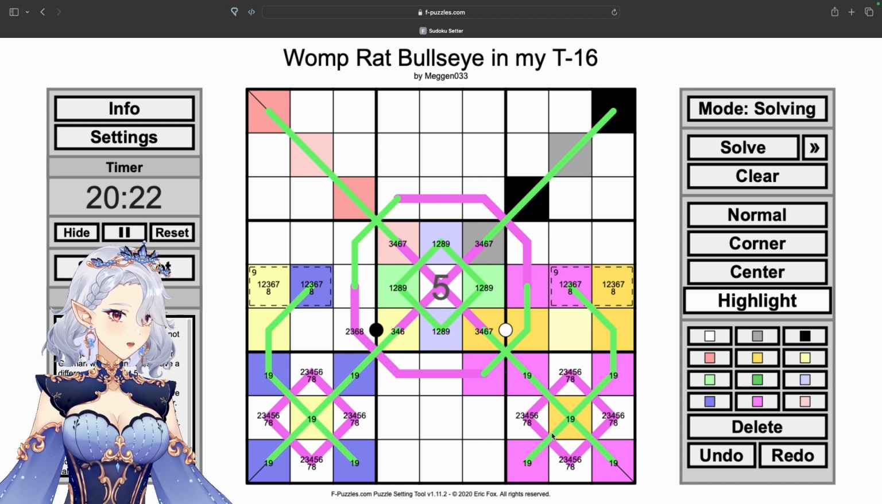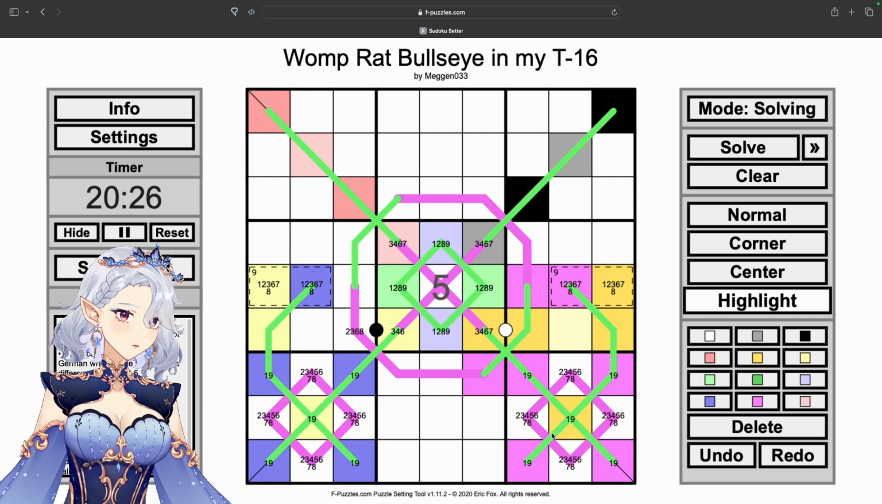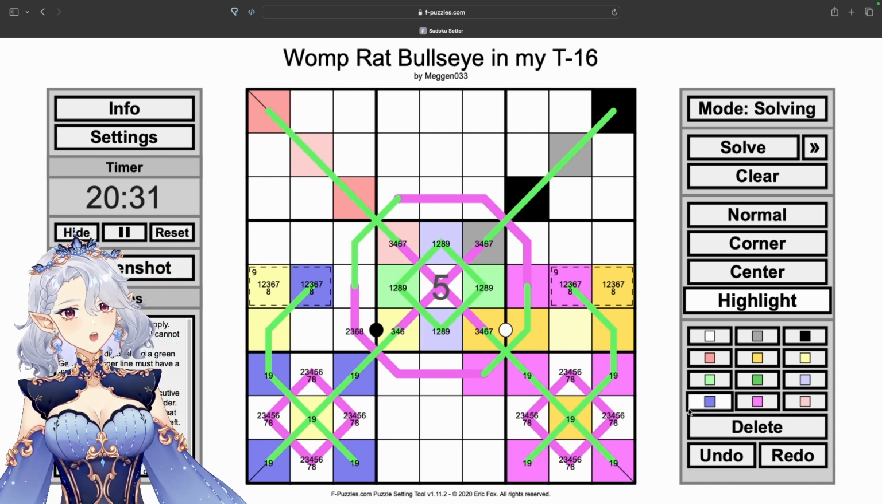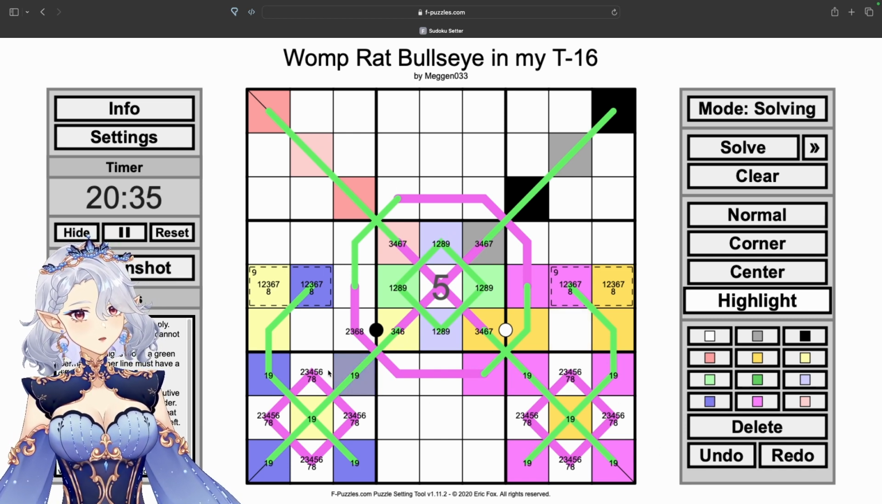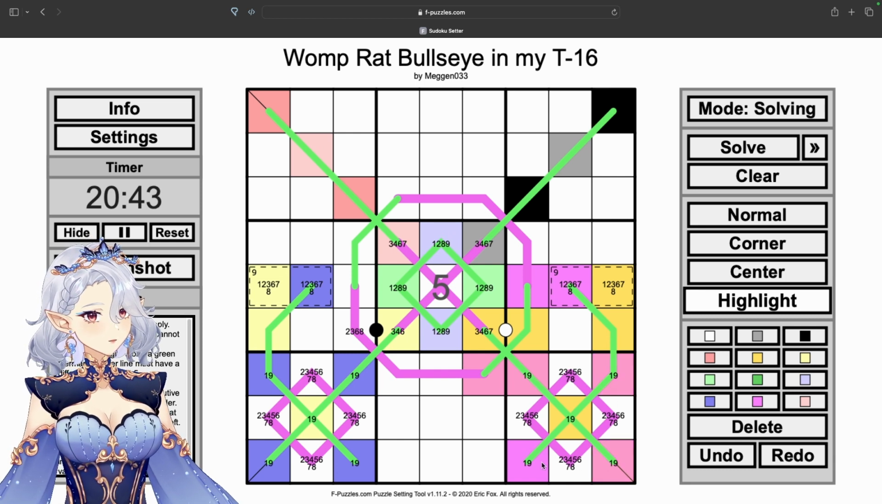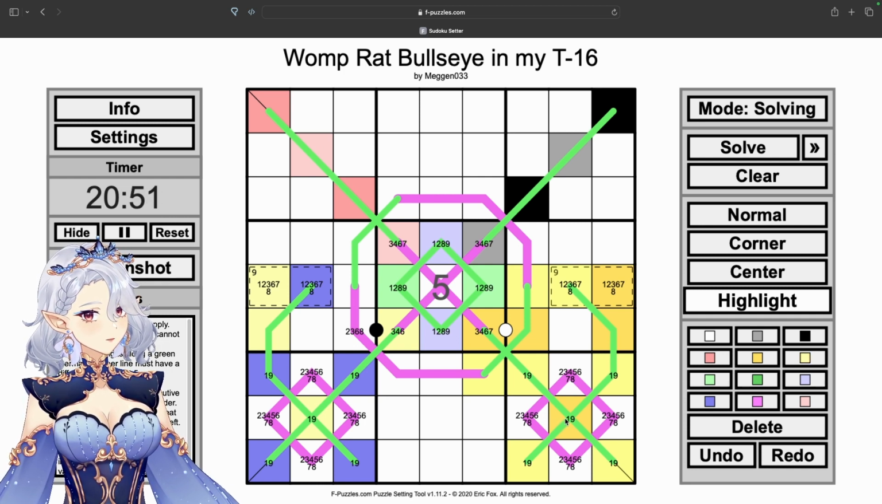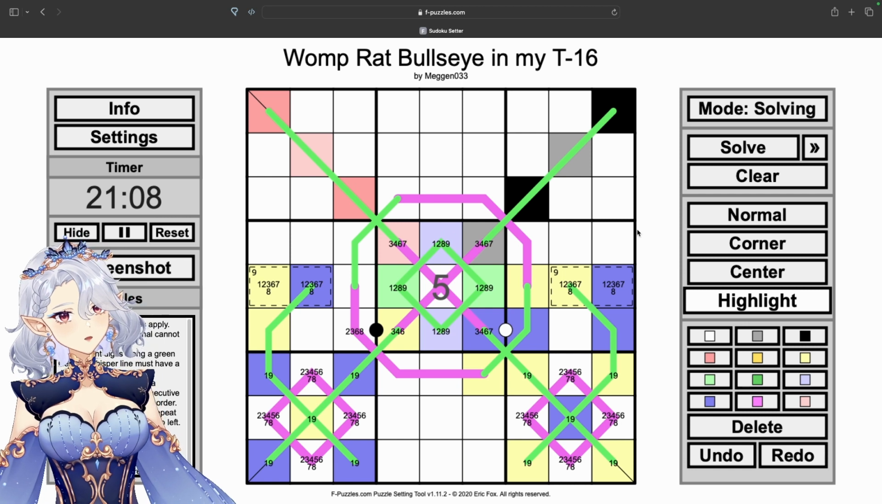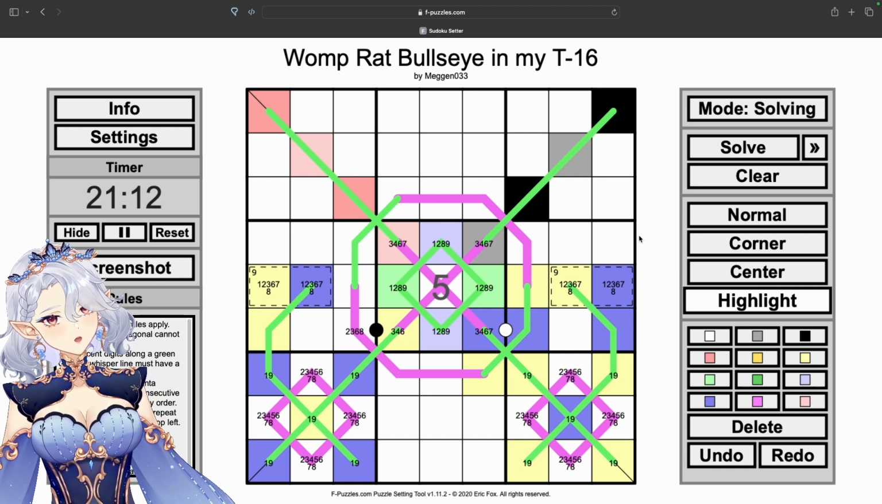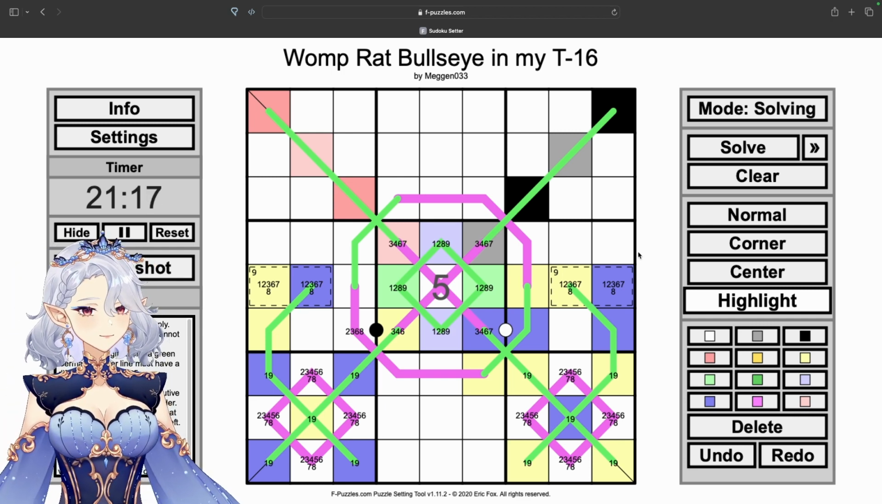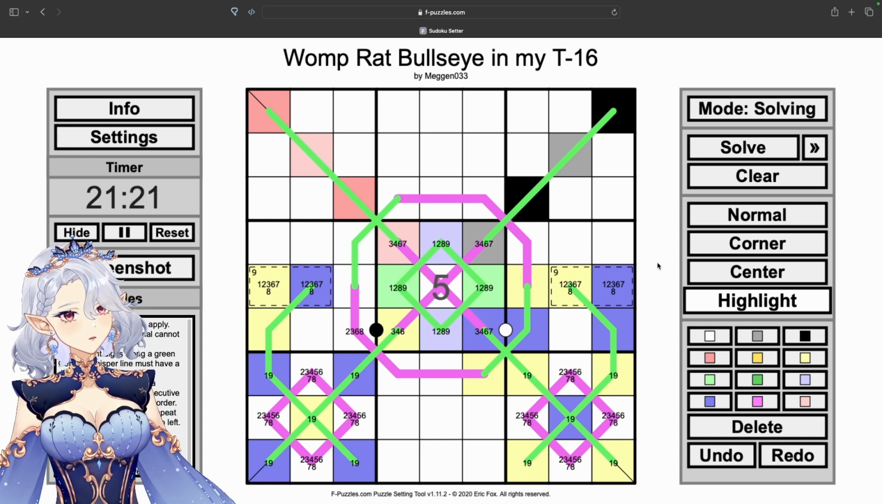Is there anything more? To make it easier for myself, I like the yellow purple stuff better. So let's recolor these into a light yellow, and these into a dark purple. Now it's easier to see. What else? What else is there?